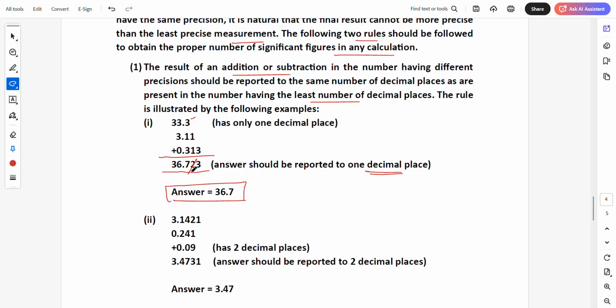Here, 2 is dropped. If 2 is dropped, the previous number will be as it is. Hope you have understood. Next.